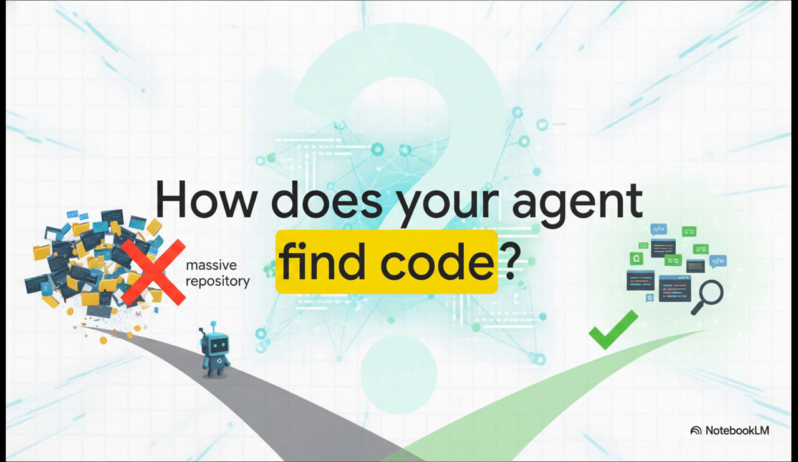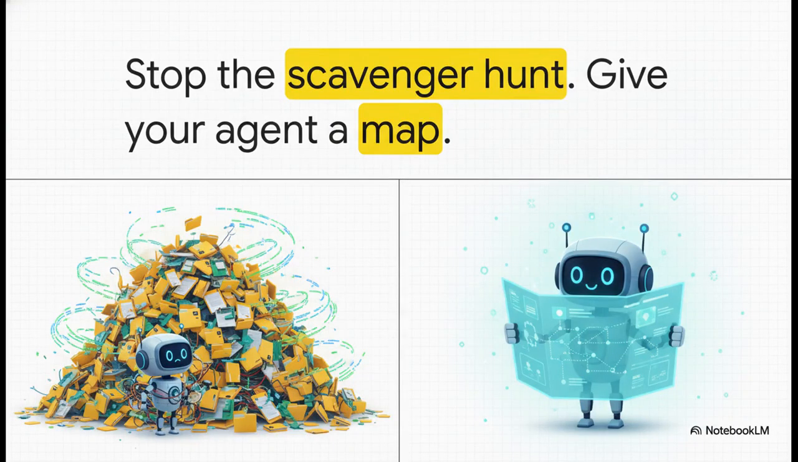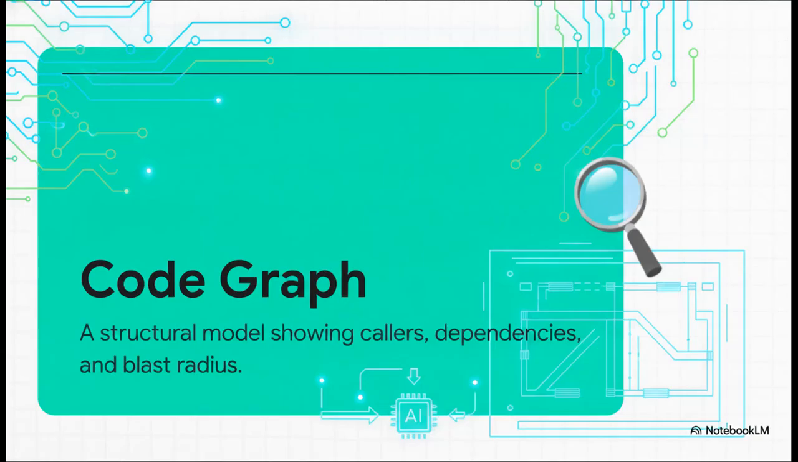So, how does your agent actually find code? Blindly searching massive repositories means you're paying a premium. Stop the scavenger hunt. Agents waste thousands of tokens just grubbing files. They desperately need a map. Tools like Code Review Graph provide an instant architectural blueprint. This replaces brute force file dumps with cheap, structured queries.